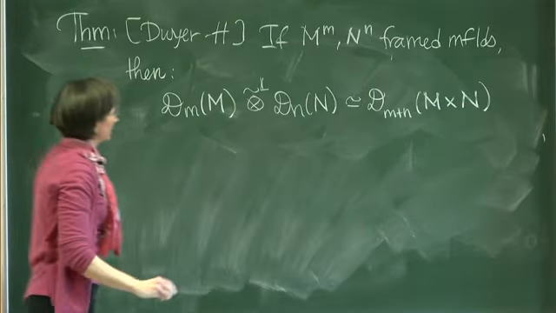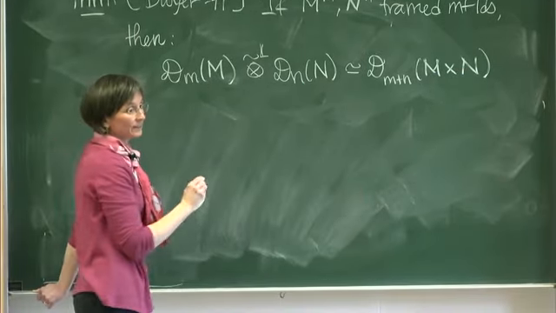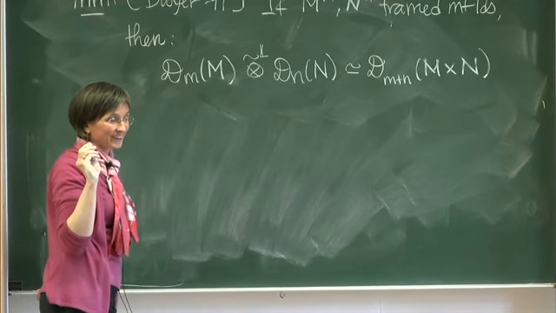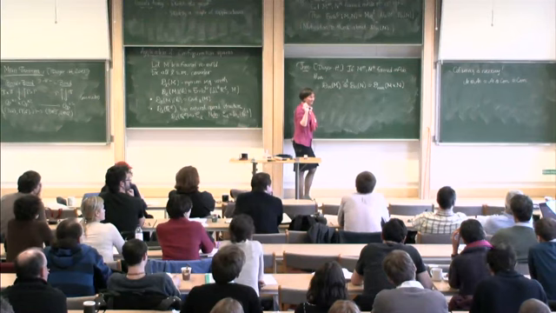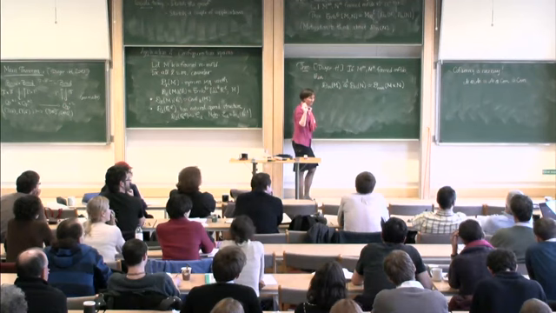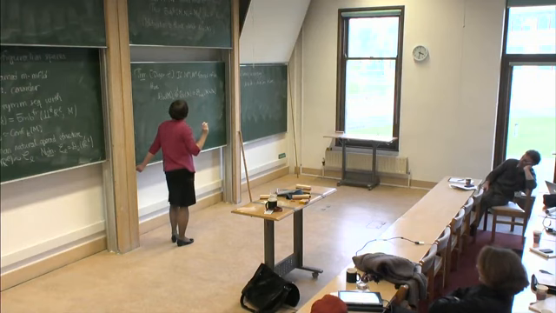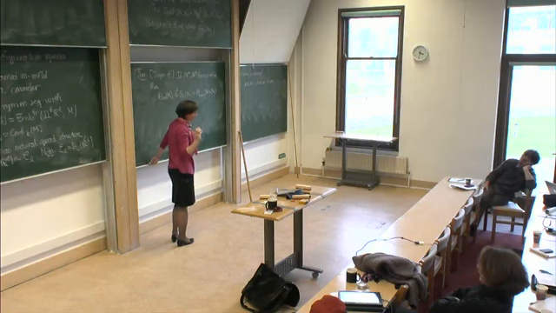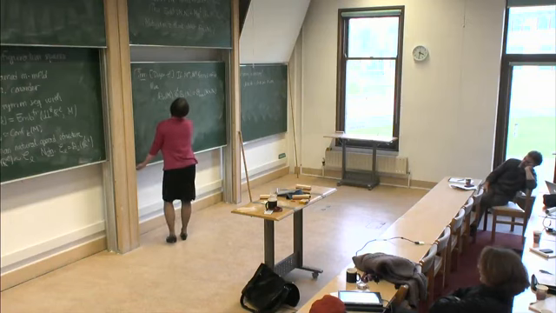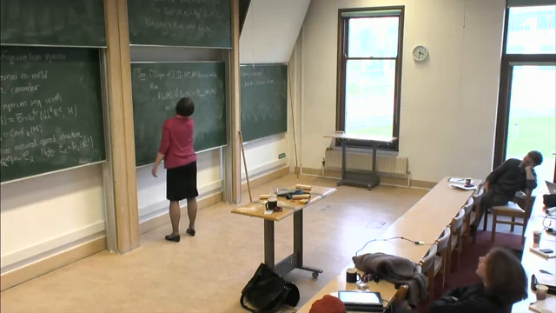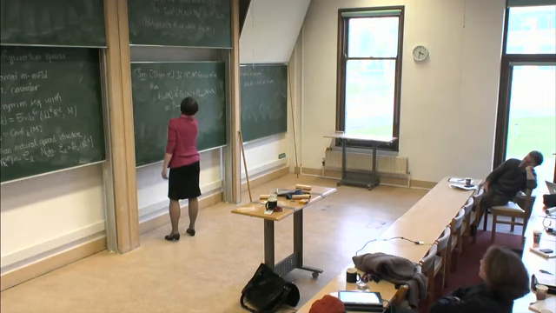Wait a minute. Now I want to ask my question again. Does this tensor product take weak equivalences between cofibrant objects to weak equivalences? Otherwise I'm not sure what you mean by derived. Yes, it does. Okay.